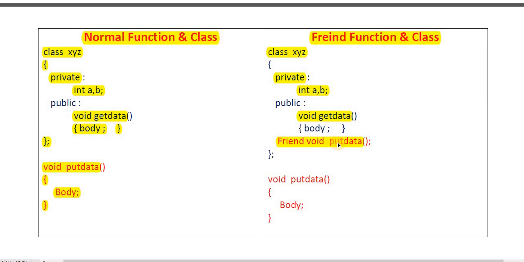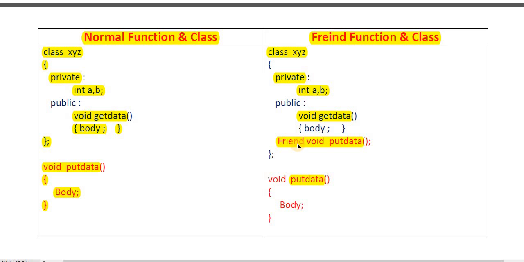So here we are declaring the put data function as a friend of this xyz class. After declaring it like this, this put data function can use all the members of the xyz class. Put data is not a member of the xyz class, but it is a friend. Why? Because we have declared the put data function inside the class body using friend.